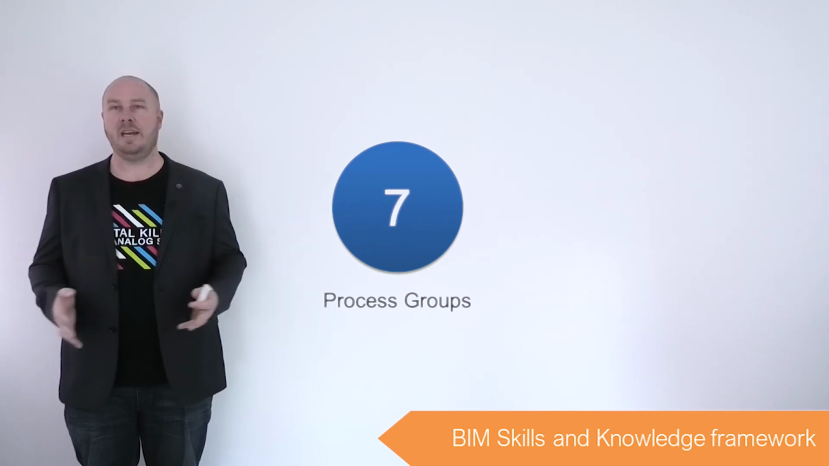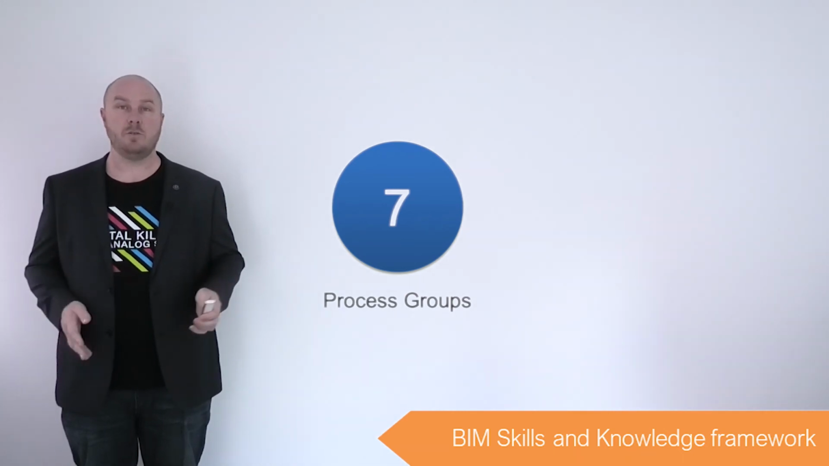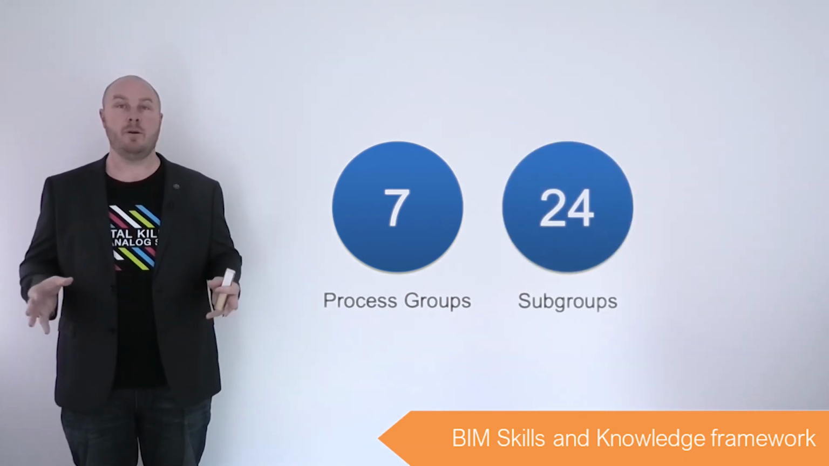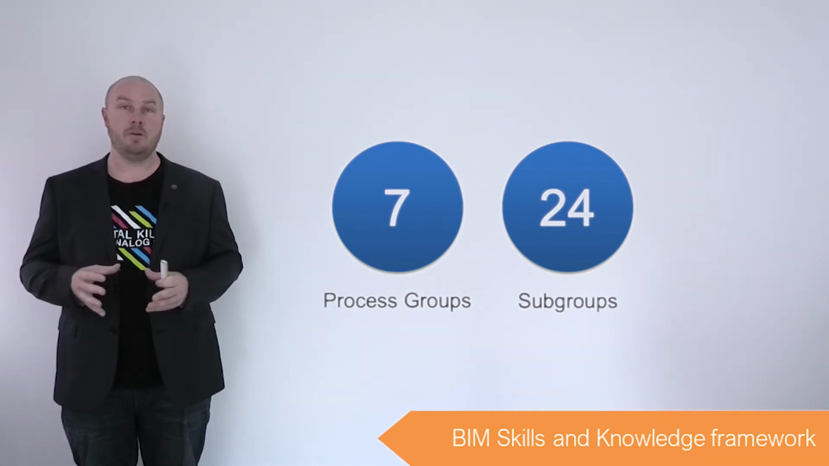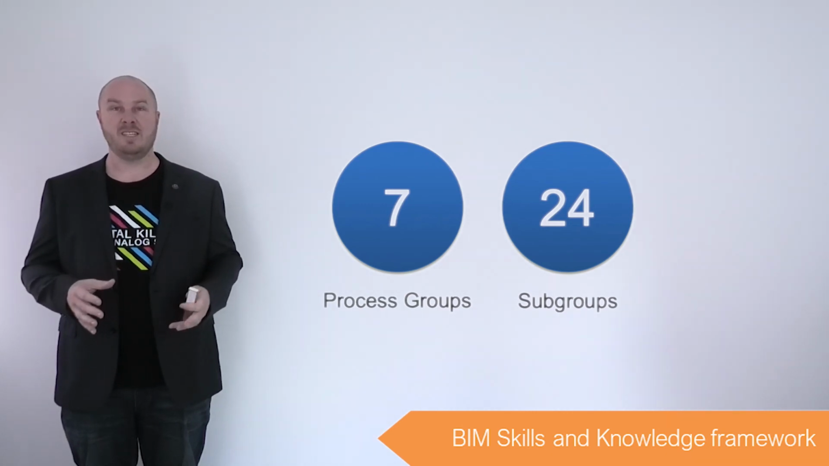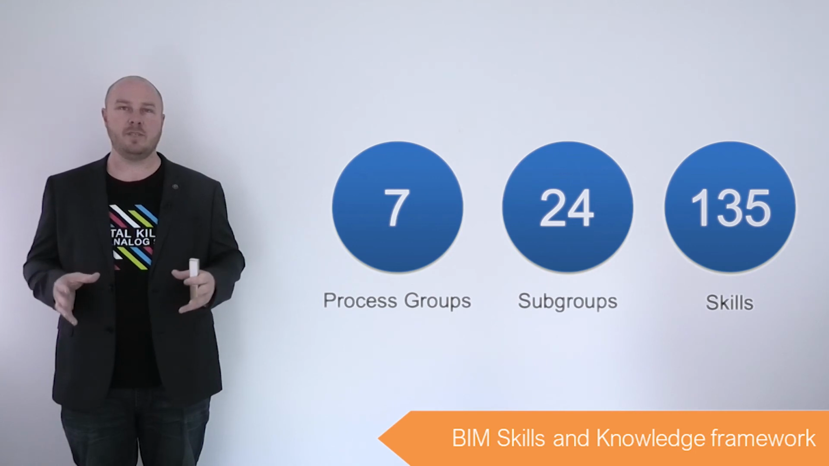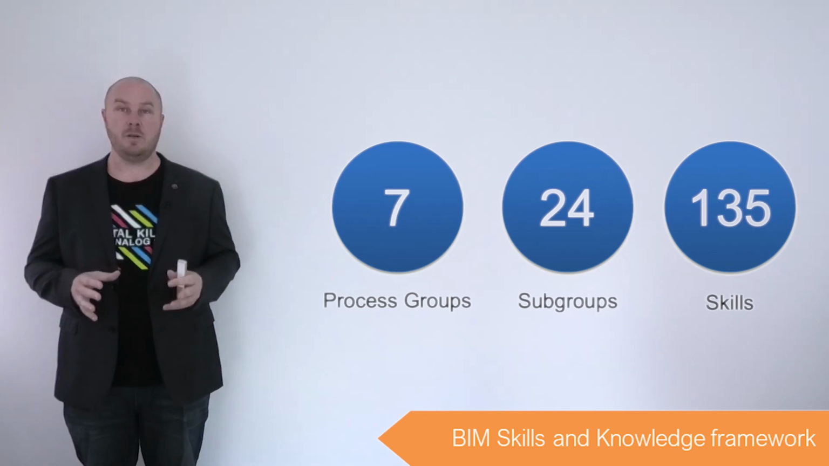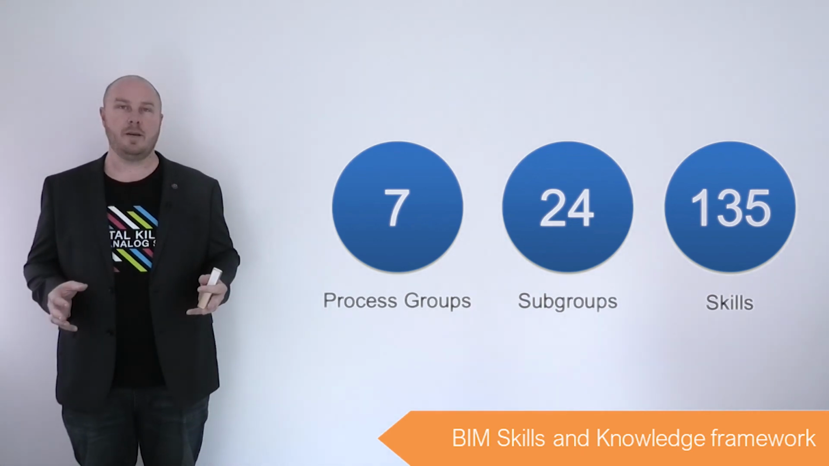Now, in terms of the skill sets, they're broken up into 7 process groups, okay? So let's understand how this all goes together. It's in 7 process groups. Those process groups are then broken down further into 24 subgroups. And those 24 subgroups contain the 135 skills that make up this knowledge and skills framework. So 135 skills are quite a lot, okay?